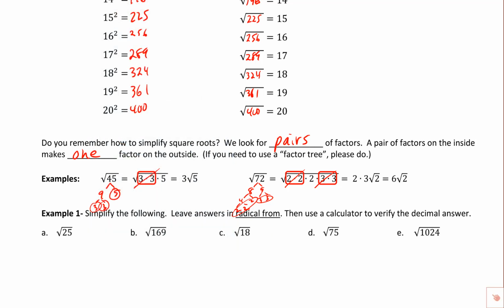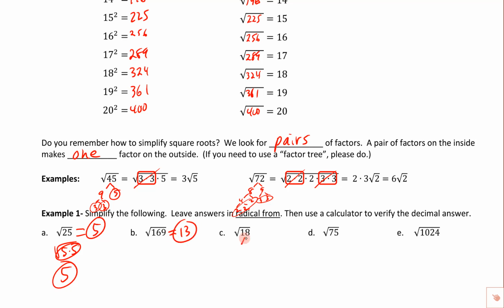We've got square root of 25. That's a pair of 5s underneath there. Now if you wanted to think of it this way, that's totally okay. If you just wanted to write the square root of 25 is 5, that would be okay. 169, of course, that's 13. We did that one up above.